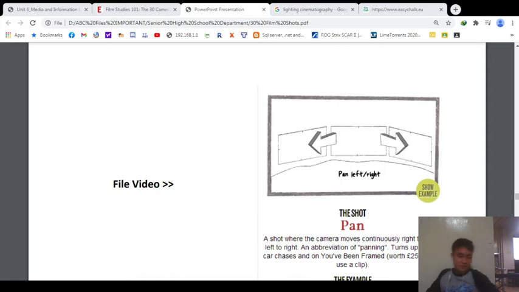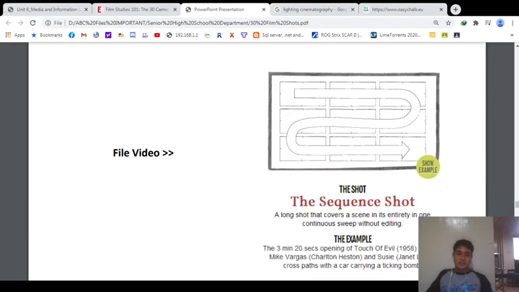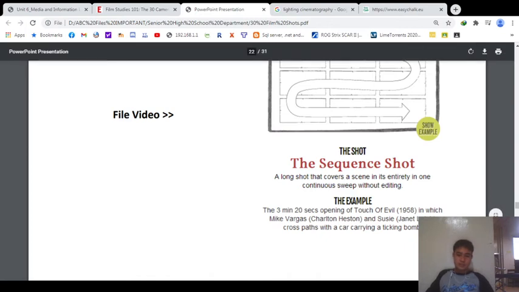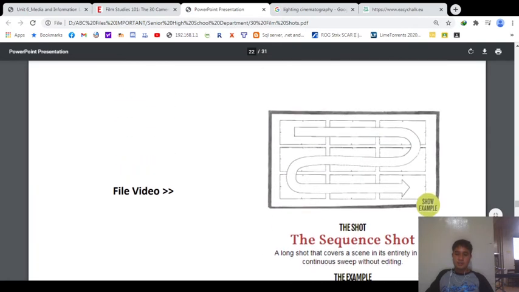The next is the sequence shot. The sequence shot is a long shot that covers the entire scene in one continuous sweep without editing. So the camera moves through a specific area. Let me give an example of a sequence shot.